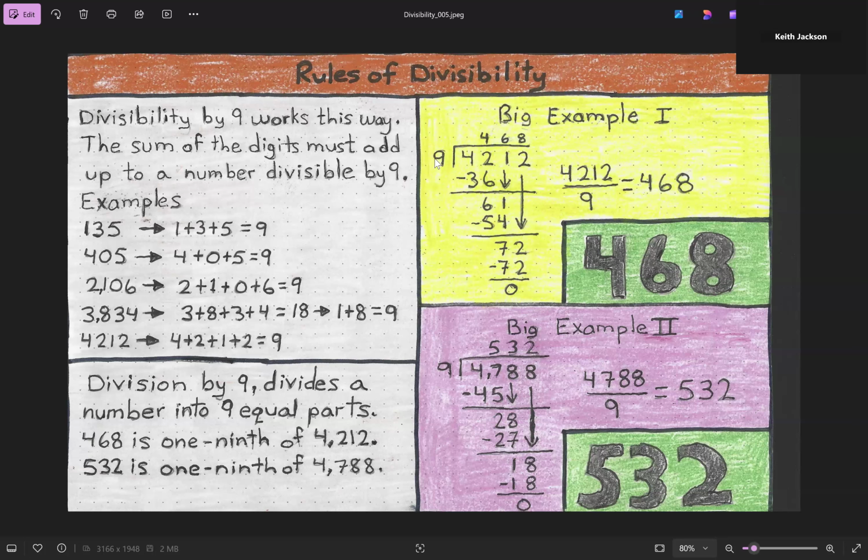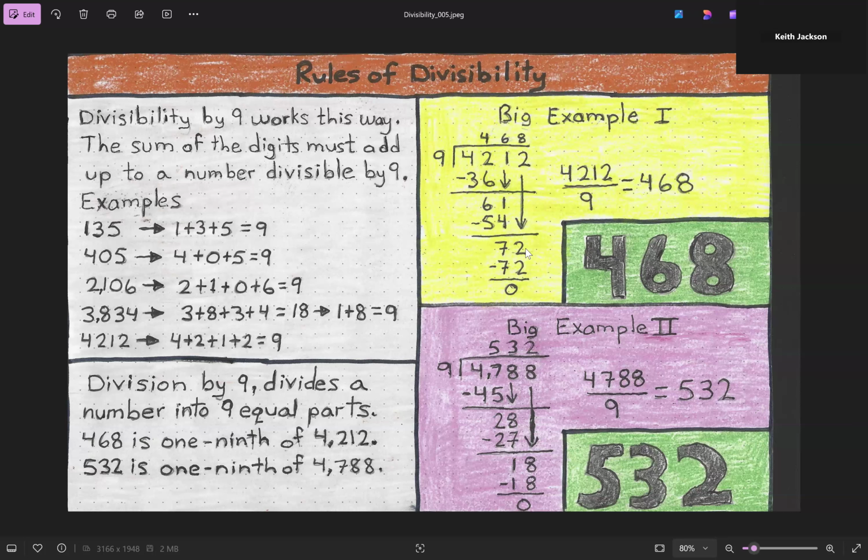And we know that 9 can go into 42 4 times, because 9 times 4 would give me 36. 42 minus 36 will give us 6, knowing that 9 cannot go into 6 by itself. So we're going to bring down the 1 to help it out, knowing that 9 can go into 61 6 times, because 9 times 6 is 54.